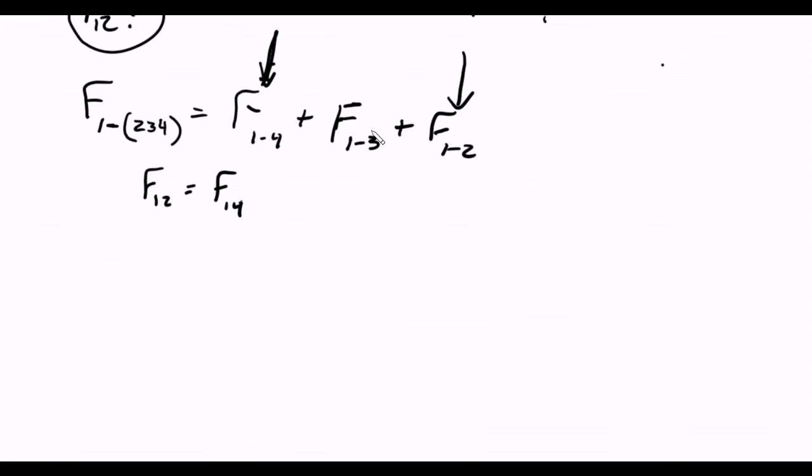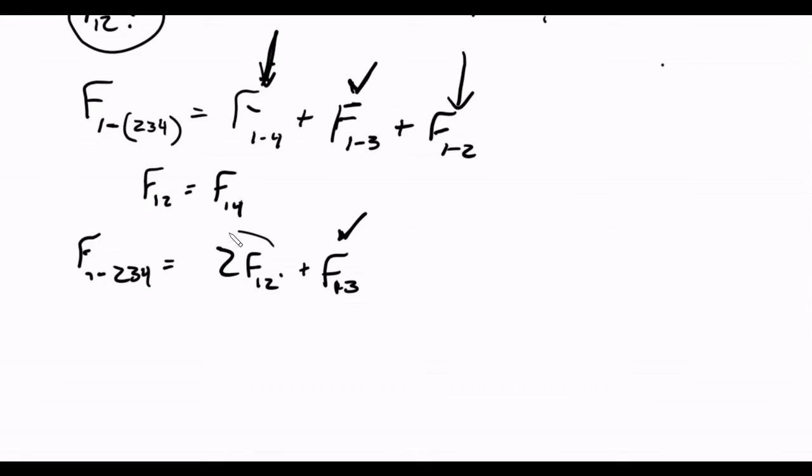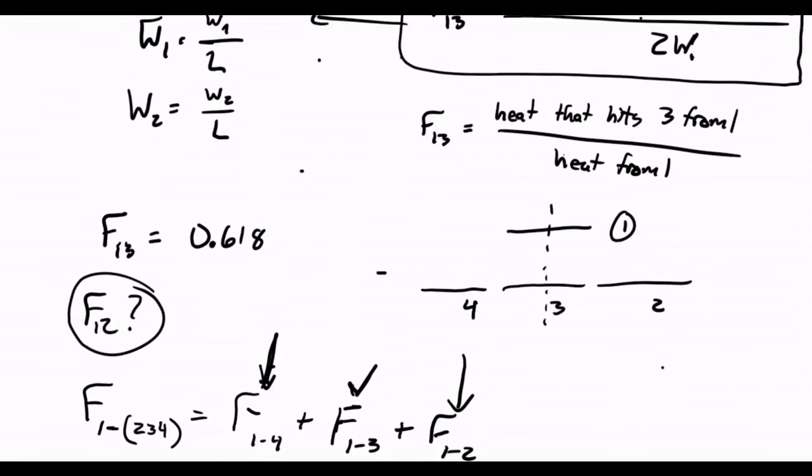Okay, and then also F13 we just found, right? So we can now write F1 to 2, 3, 4 is equal to 2 times F12. Remember, we used this to put F12 in there, and we've added them together, plus F13. So we know F13. We're looking for F12, so we just need to find F1 to 2, 3, 4.